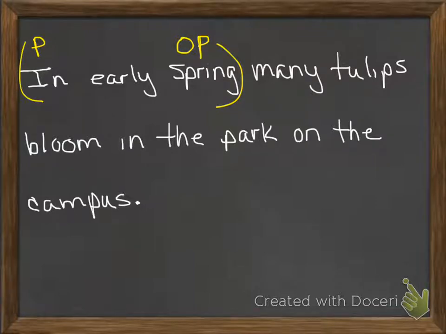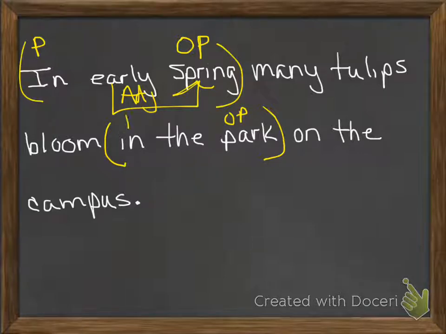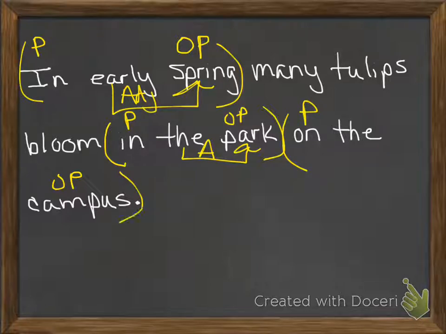Okay? What kind of spring? Early spring is modifying adjective. All right. We also notice in is usually a preposition, so we're going to check in what? Park. Park is a place, so it is a noun, so we do have an object of the preposition. And on, a lot of times, is just a preposition, so let's check by asking on what? Campus. Campus is a place, so it is an object of the preposition, so we do have a phrase. So we have 3 phrases, and we're left with the core.